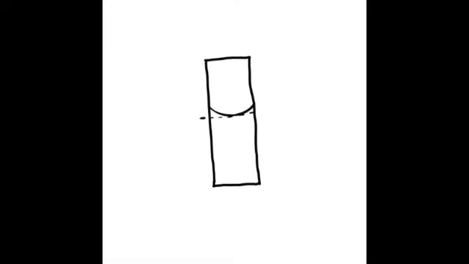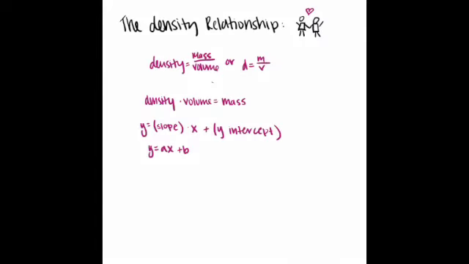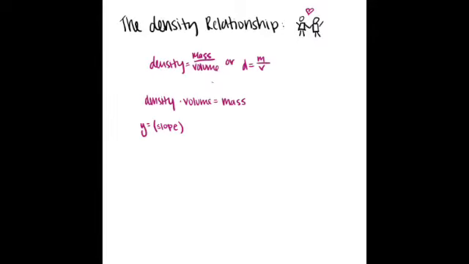Meniscus: a curve in the surface of a molecular substance when it touches another material. Example, water when it sticks to the side of a glass. The density relationship is density equals mass over volume, or D equals M over V. Density times volume equals mass.